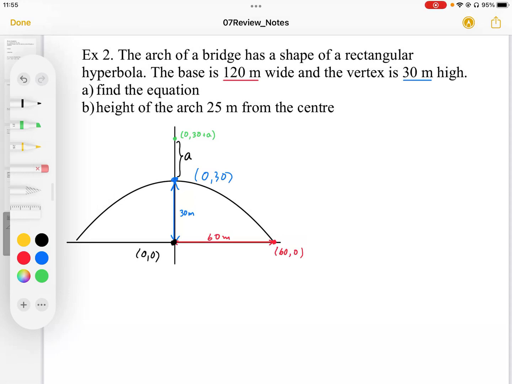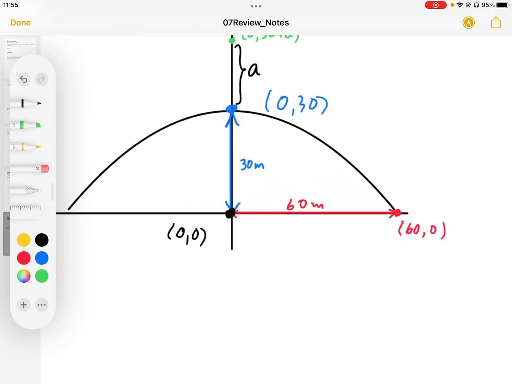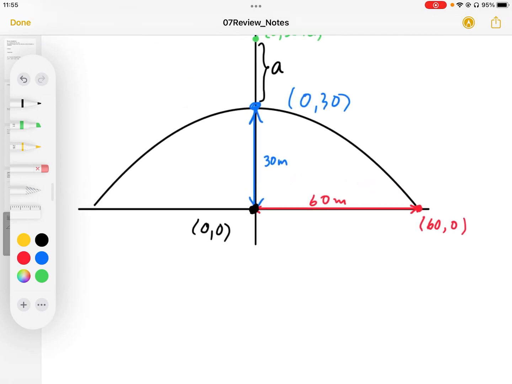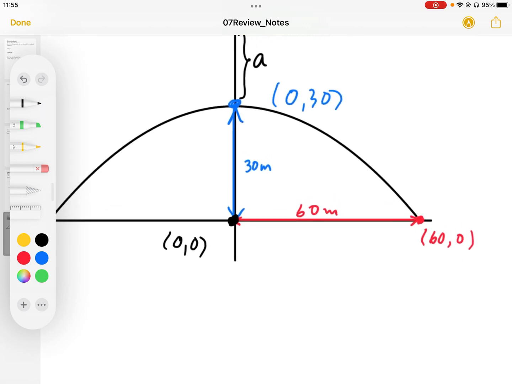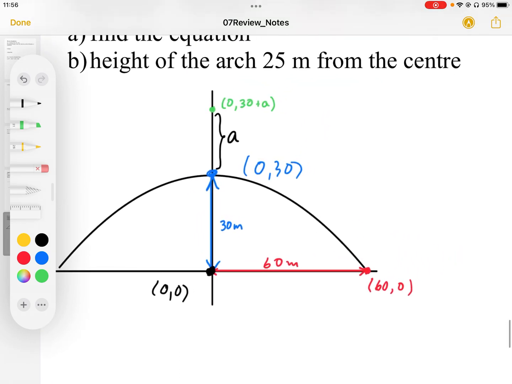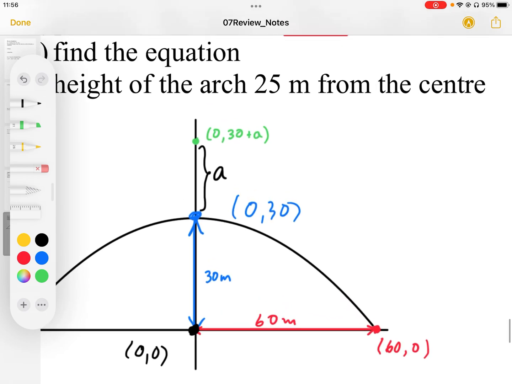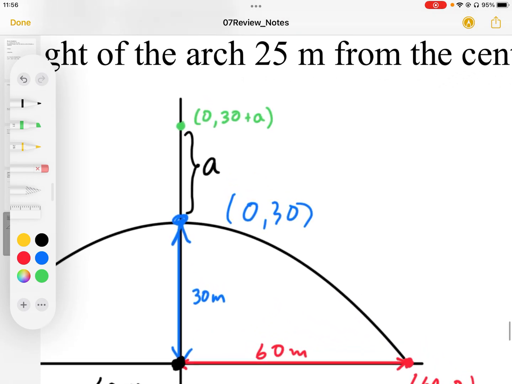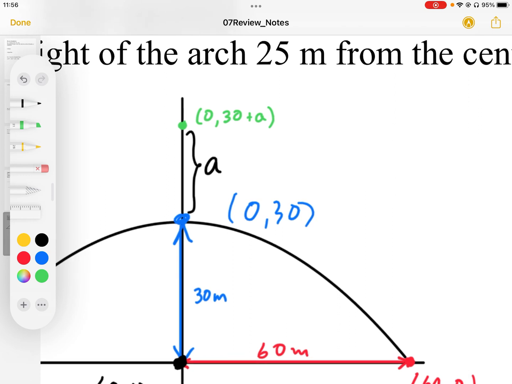An alternative solution to the rectangular hyperbola arch problem is that we can put the base of the hyperbola along the x-axis and make the origin in the middle of the base. So 0, 0, that black dot represents the origin, which then makes the position of the vertex at 0, 30 along the y-axis, and then a further a units up to the center, which is marked in green. So the coordinates of that center is going to be at 0, 30 plus a. Although we don't know exactly where it is, we know where it is in terms of a.